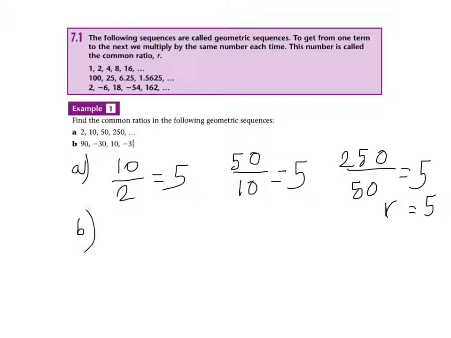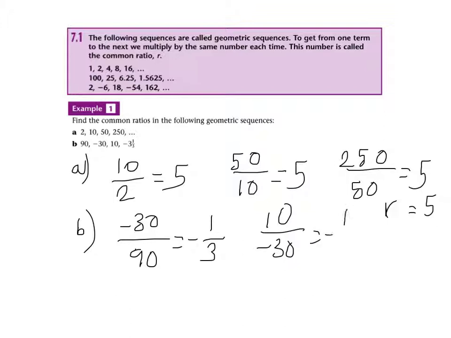If we look at the second one, again, the rule is we take one term and we divide it by the previous term. So here, this simplifies down to -1/3. So the common ratio is going to be -1/3. But if I just show you another example, so 10 divided by -30 again is -1/3, as is the final one. So in this case, R equals -1/3. So you should be able to go on now and have a look at the first example, exercise 7a, which is basically just focusing on this.